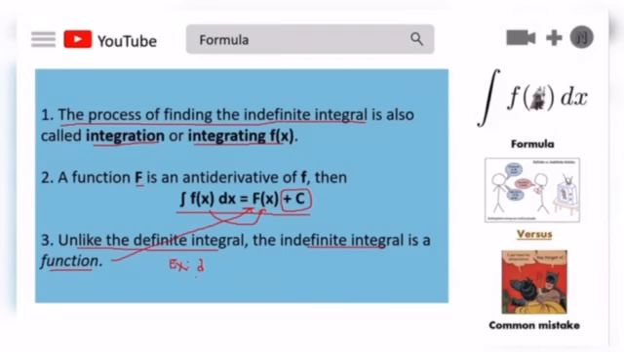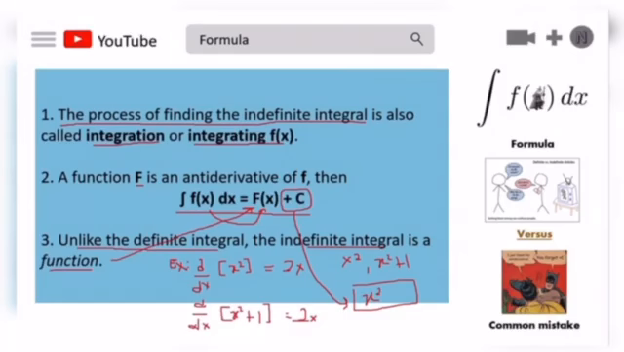So d over dx of x squared, when we differentiate this, we get 2x, right? And d over dx of x squared plus 1 also gives 2x, right? So we can conclude the indefinite integral answers what is 2x the derivative of. We know that x squared or x squared plus 1 is equal to x squared plus c. When we integrate 2x dx, we get x squared plus c.